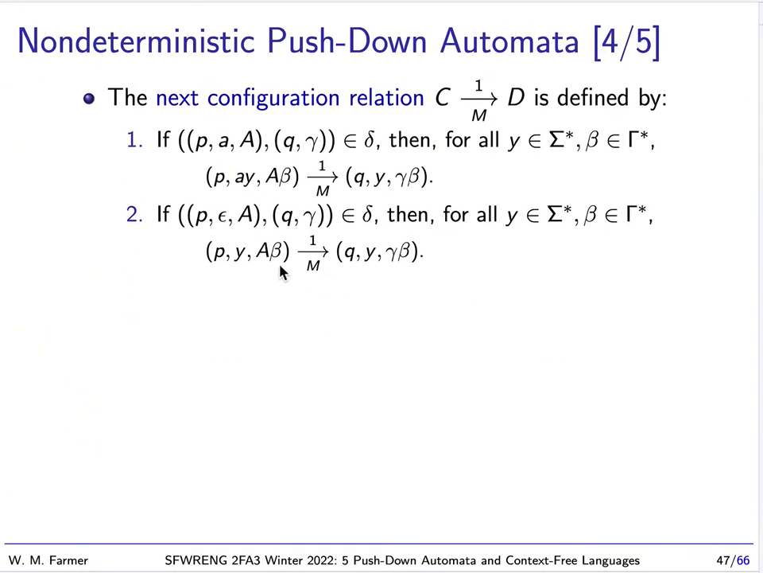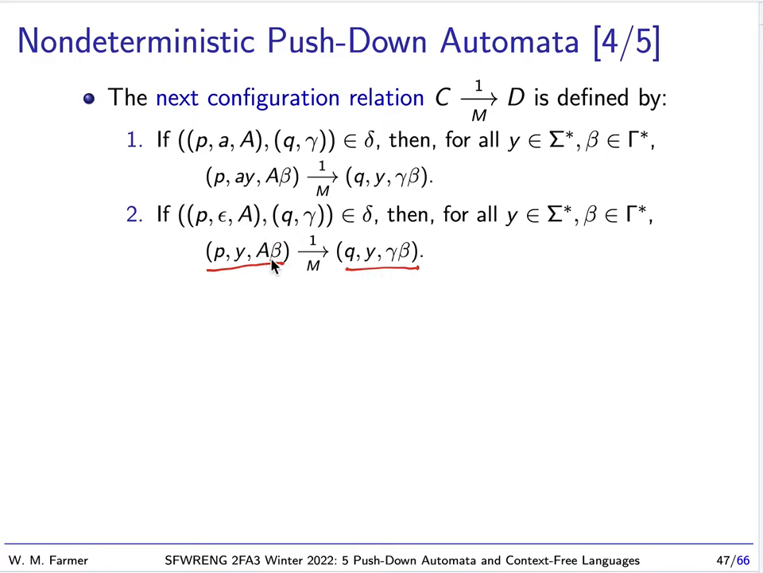But we also have the next configuration relation when instead of having an input symbol, we have epsilon. So if we're in this configuration, we will move to this configuration. So basically, if we're reading Y, if we have a string Y, we're not going to do anything. That will stay as Y. But the rest is going to be similar.